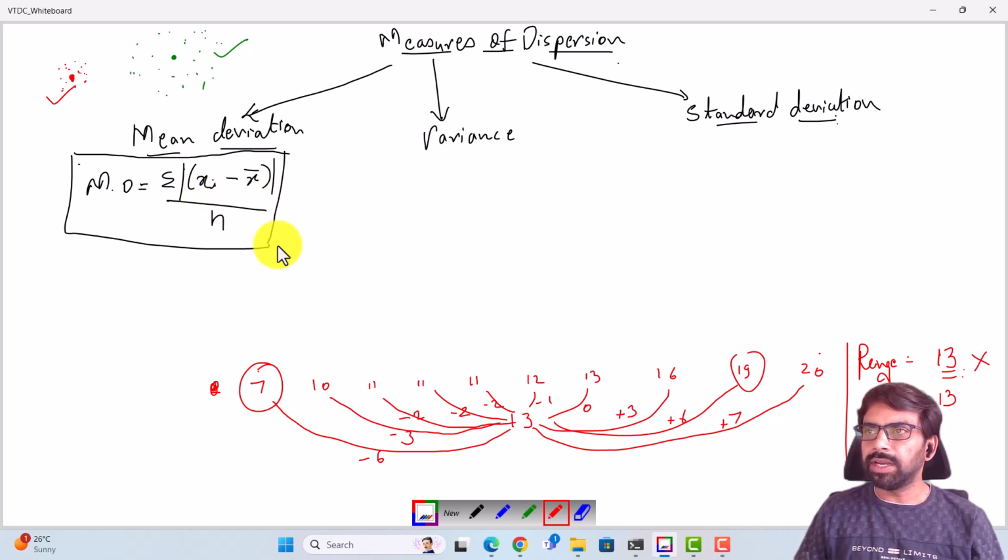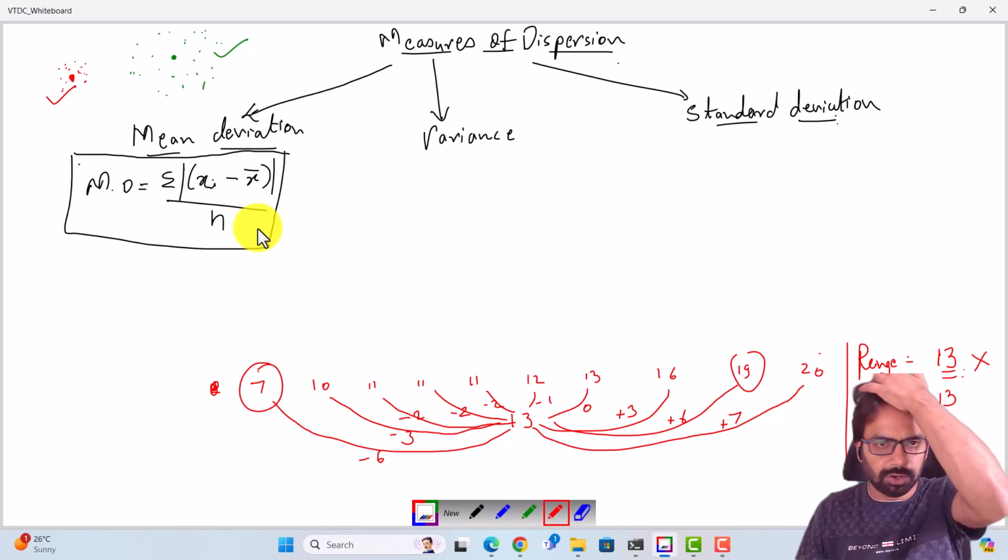So modulus of the difference between a number and the mean is nothing but its distance from the mean. I'm summing up all those distances and taking an average of it. Simple as that. That's the meaning of mean deviation.